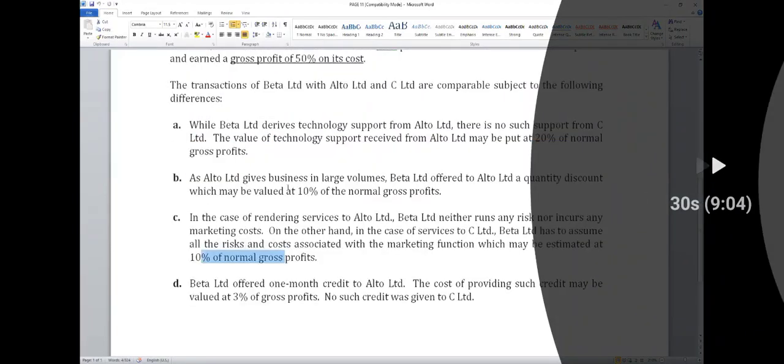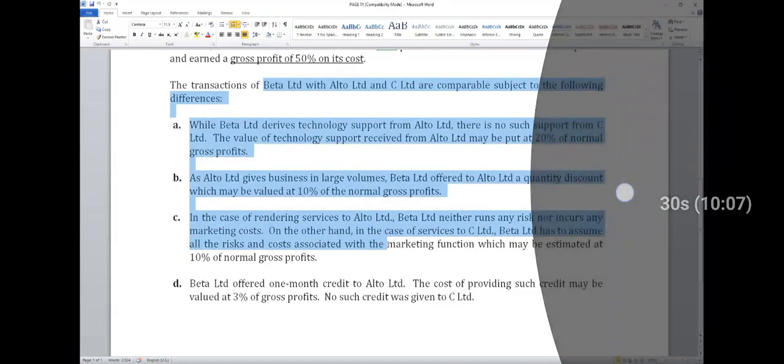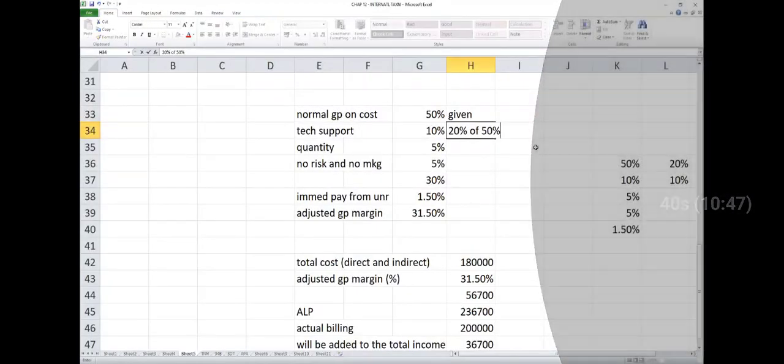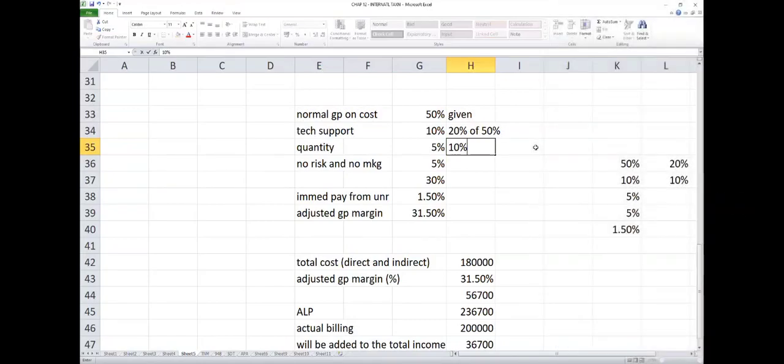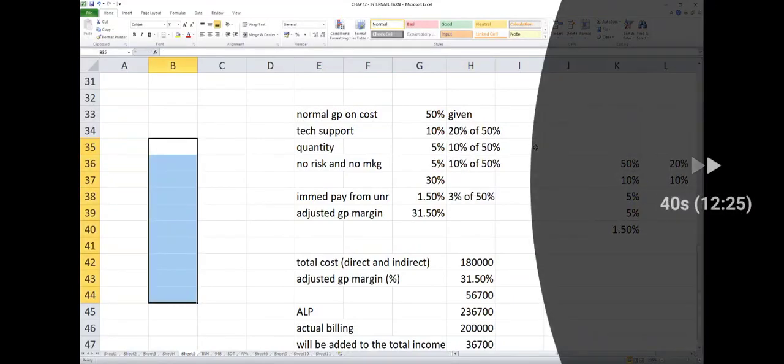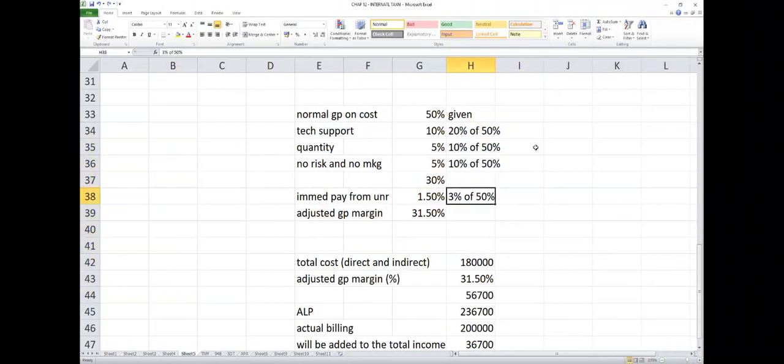Expenditure to it. And we don't have to assume risk or marketing. It is 10. Discount. Case if B Limited also makes immediate payment, your profit margin will increase. So immediate payment profit gets increased. In the reverse la pogum, yeah. So my adjusted GP margin. That's all. This is the final main important answer.